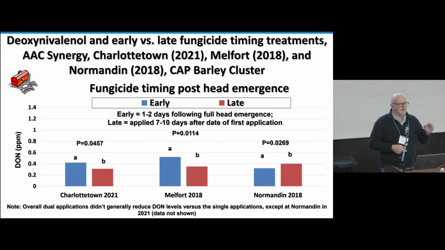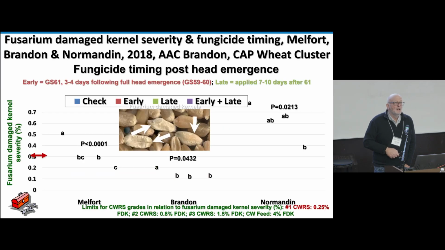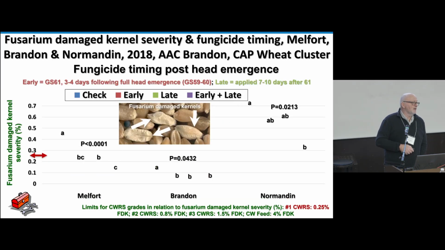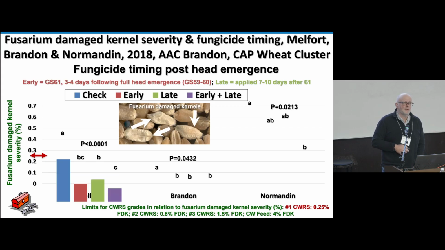And I'm going to talk a bit about that because I think in terms of tweaking our response to some of the risk maps, that may dictate when we need to go into that crop, if it's soon after head emergence or if we can delay a bit. We also looked at Fusarium damaged kernel severity. And I'm going to show you the sites where we had some significant treatment effects and significant levels of Fusarium.